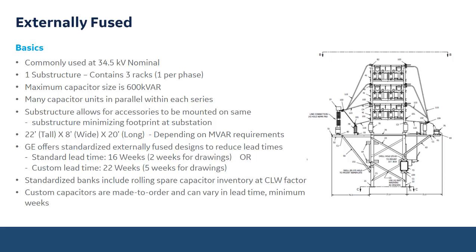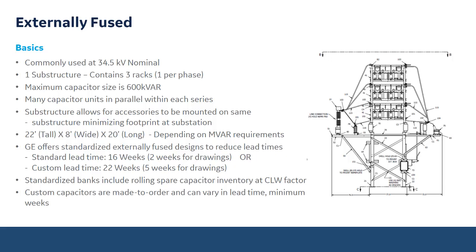It is many capacitor units in parallel within each series. So this example here is one series section. The capacitors, this series wraps around that rack, and so what we have here looks like there's 6 capacitors on the front-facing side, and you're going to have 6 more, so you'll have a total of 12 capacitors in series.